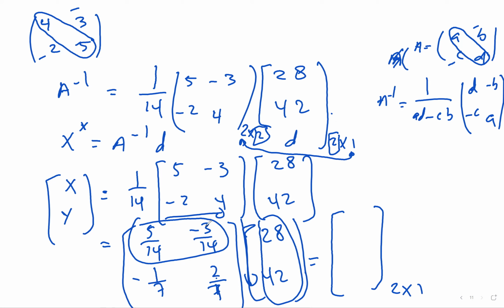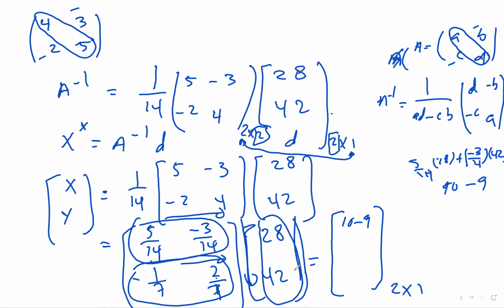Take 28 times 5, so 5 over 14 times 28, plus minus 3 over 14 times 42. So that is equal to 10 minus 9.